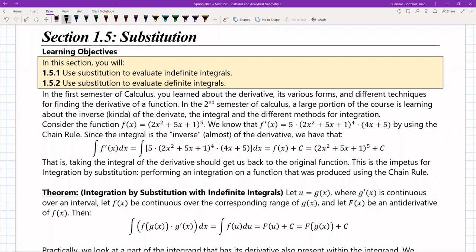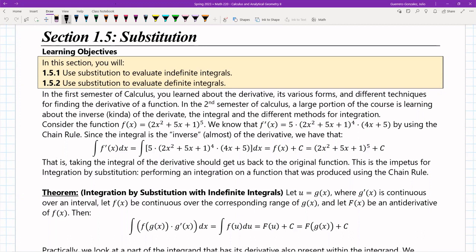Hello, everyone. This is the lecture for section 1.5, integration by substitution. At this point, we've already built up enough of the theory to start moving into some more semi-advanced integration techniques. The very first one that you should have learned at the end of Calc 1. If you didn't, it's okay. We're going to cover it right here.